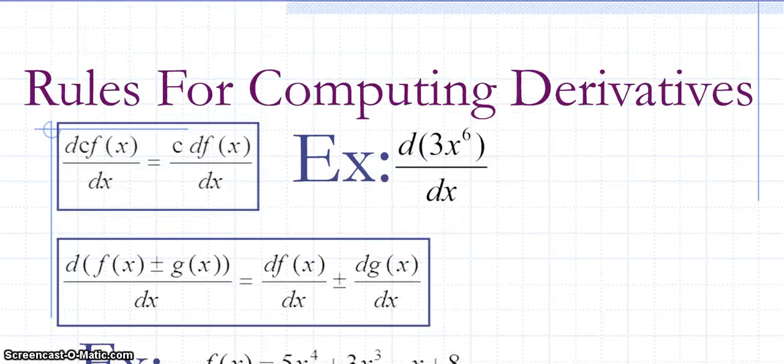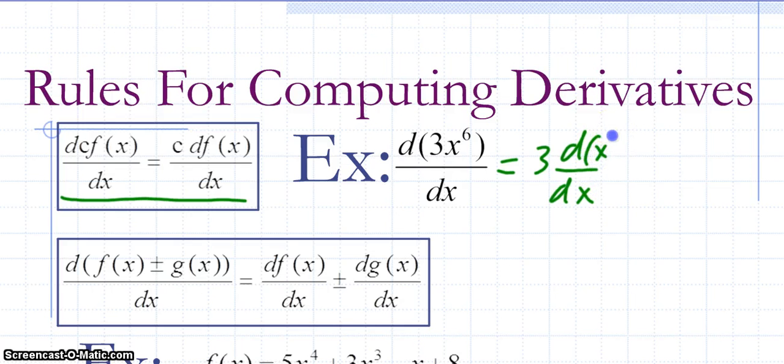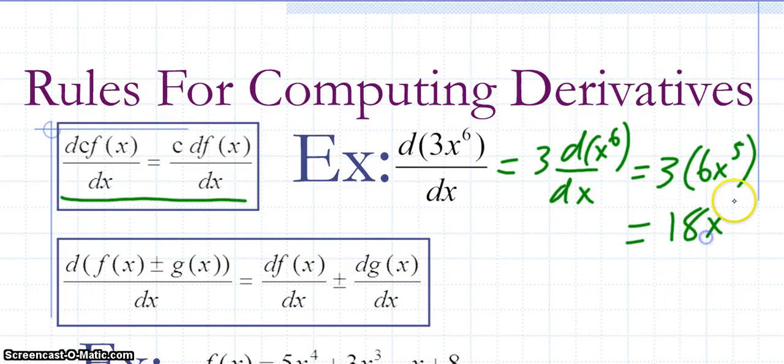Alright, so these next couple rules I kind of actually already jumped ahead to by that last example, but this rule here is saying that if I have a constant in front of a function, I can pull the constant out front and then do the derivative of the function and then multiply by the constant. So if I want to find the derivative with respect to x of 3x to the 6th, then I can think of this as 3 times dx of x to the 6th. So it's 3 times 6x to the 5th because of my power rule. So I get 18x to the 5th.